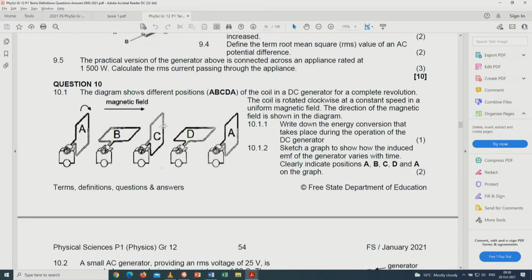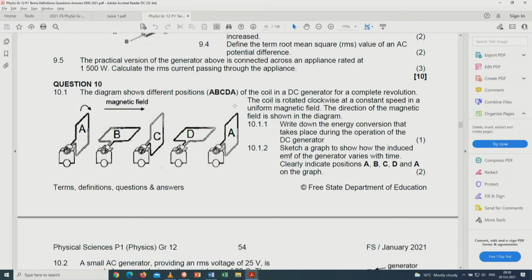Now, looking at question 10, it says the diagram shows different positions A, B, C, D, A of the coil in a DC generator for a complete revolution. The coil is rotated clockwise at a constant speed in a uniform magnetic field. The direction of the magnetic field is shown in the diagram.